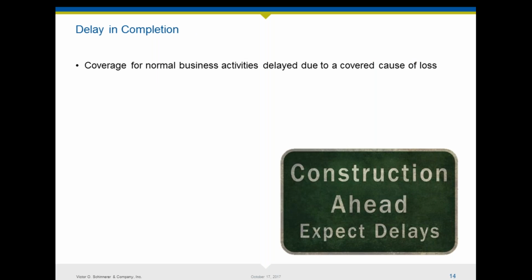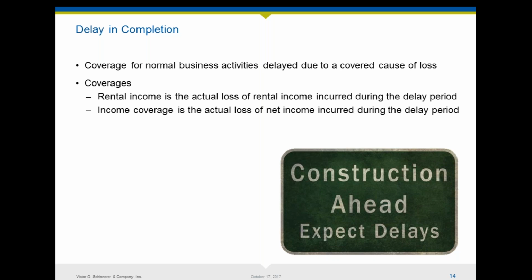Delay in completion is another one that comes up quite a bit. So this is different than soft cost. The soft cost that we talked about is automatically included in our form, those are the additional expenses that you might have from a delay period. Delay in completion is coverage for if there is a delay in that project being completed on time. This endorsement provides rental income. So if the project is not completed on time and they are out rent from their tenants that they expected to move in, and income coverage.